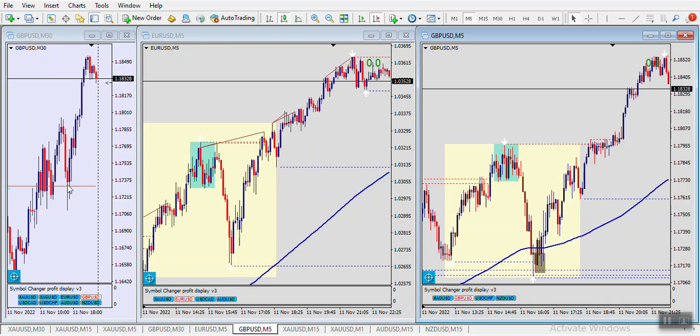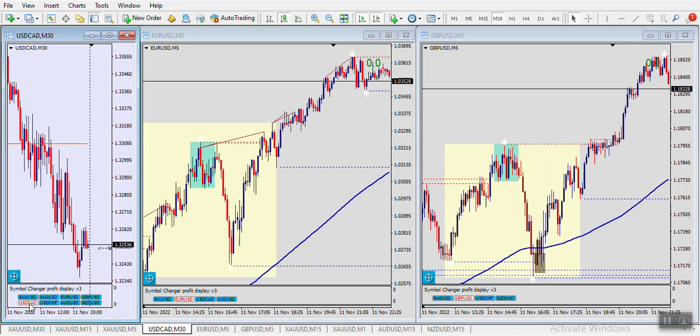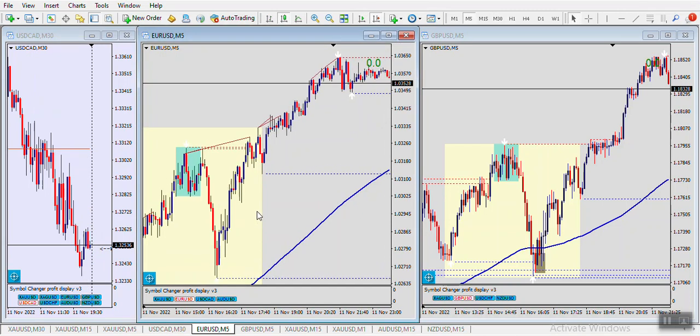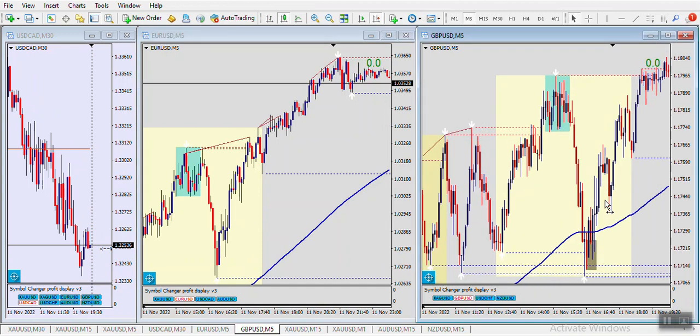So price must be above yesterday's high for a buy, and price must be below yesterday's low for a sell, as in the case of USD CAD that we have here. Price is below yesterday's low, this yesterday's low. So at that time, I'll be looking for sells. So this is what happened on GBPUSD and USD CAD.